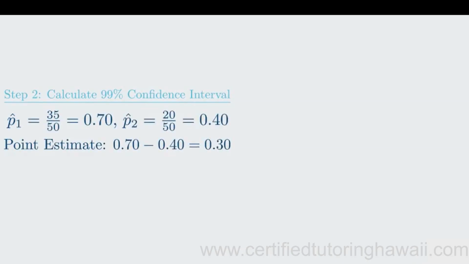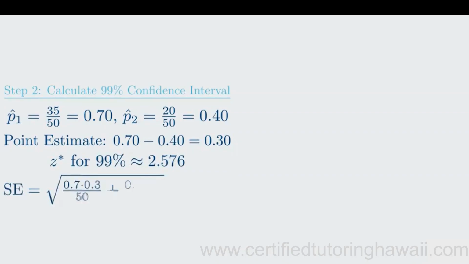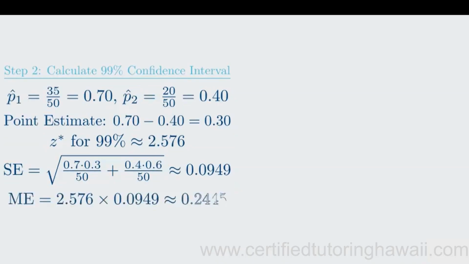Let's go for a higher level of confidence this time, 99%. Our p-hat values are 0.70 and 0.40. The point estimate for the difference is 0.30. For 99% confidence, our z-star critical value is approximately 2.576. The standard error is the square root of 0.7 times 0.3 over 50 plus 0.4 times 0.6 over 50. This calculates to approximately 0.0949. The margin of error is 2.576 times 0.0949, which is approximately 0.2445.